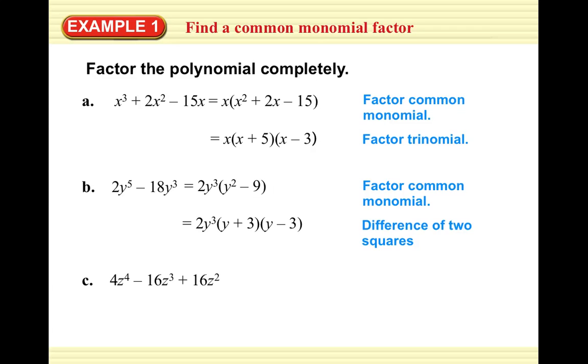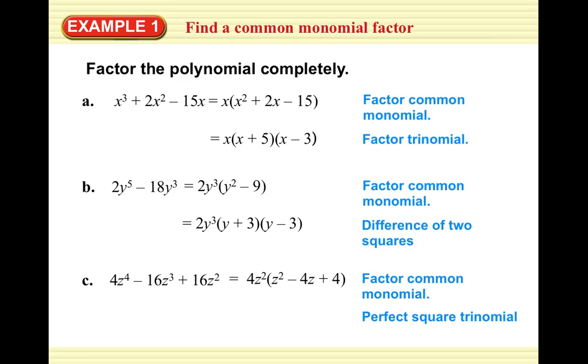And then our last one, 4 times z to the fourth minus 16z to the third plus 16z squared, means that the common factor is going to be 4z squared. Take that out and we are left with z squared minus 4z plus 4, which is a perfect square trinomial. So we can write that as 4z squared times z minus 2 squared. So we're just taking out that common factor first and then factoring the trinomial just like we have done since the beginning of chapter 1.